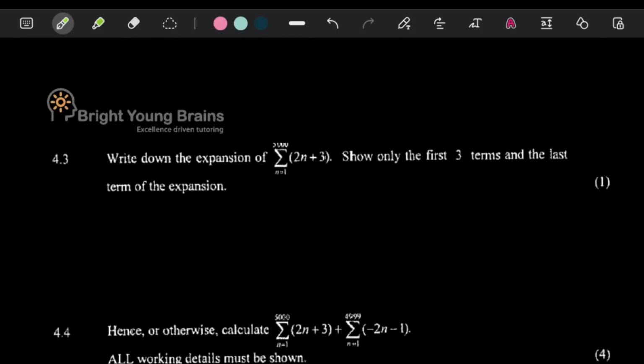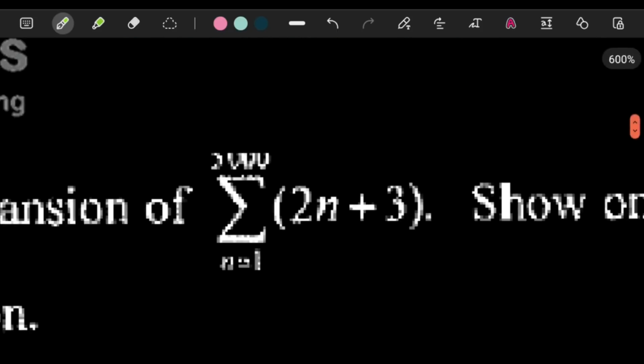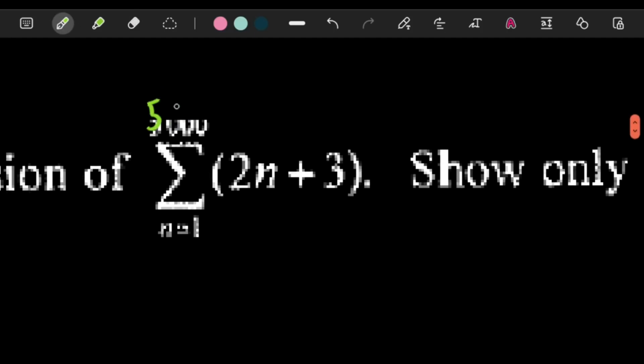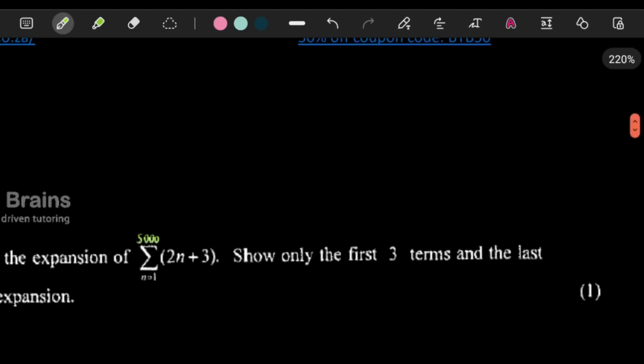One more question here. Write down the expansion. Why did it get chopped off here? Was this 5,000? I hope so. I think it was 5,000. Let me try and remember very hard. Let me just double check somewhere quickly. Give me 2 seconds. Yes, it was 5,000.